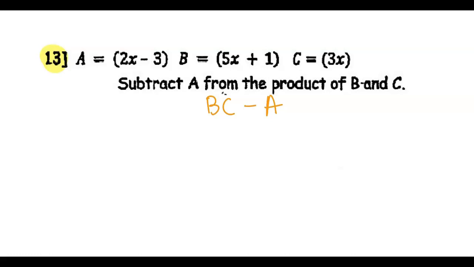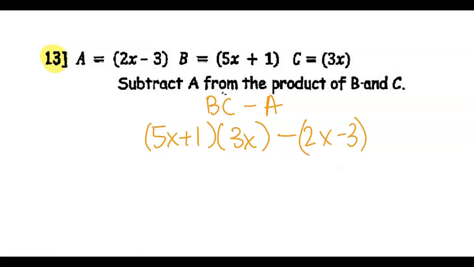That's mistake potential number 1. Here's mistake potential number 2. B is 5x plus 1 times C, which is 3x. You guys should be fine here. Minus A. A is 2x minus 3. I always tell you guys, when you plug in something, use parentheses. This is mistake number 2. If you didn't put parentheses around this 2x and 3, I'm betting money you forgot to distribute to that negative, which is probably what happened.